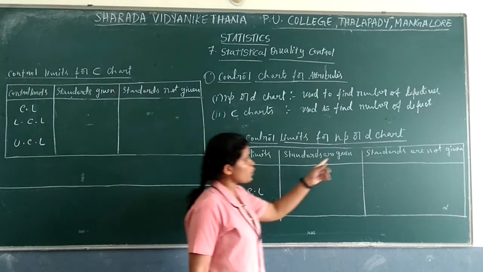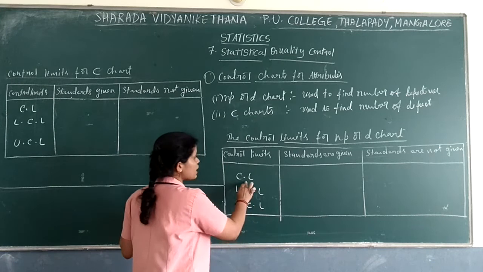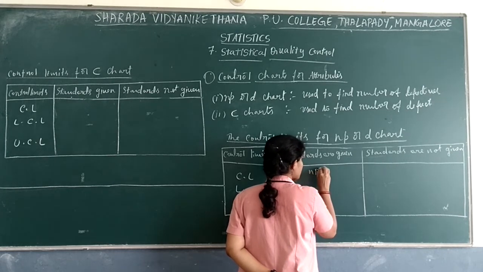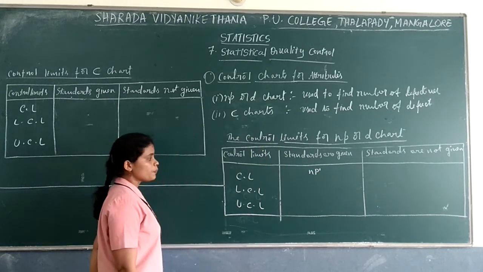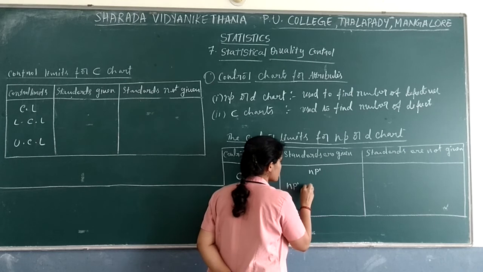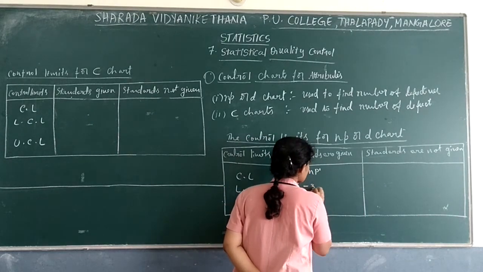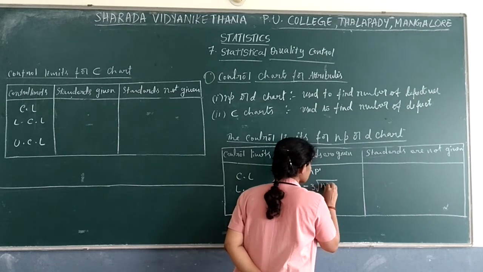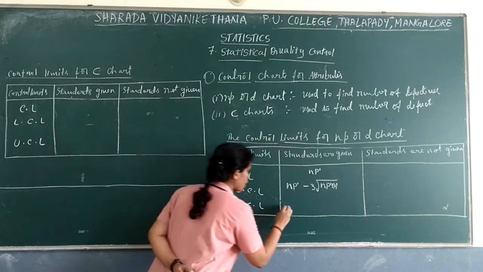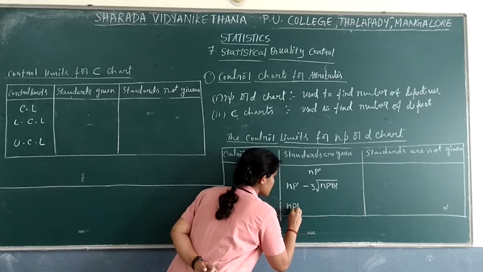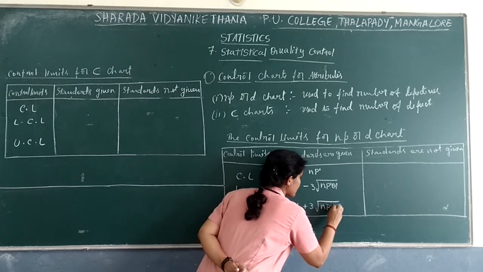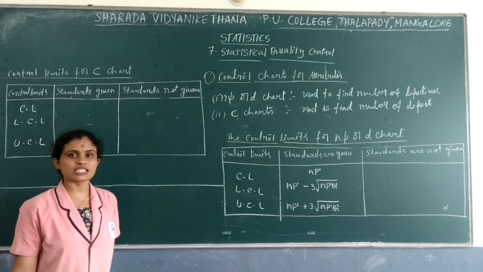Now, we'll write the control limits for NP or D chart. Firstly, the control limits. The center line is N P dash. Then the lower control limit is N P dash minus 3 root of N P dash Q dash. Then the upper control limit, same thing, N P dash plus 3 root of N P dash Q dash. This is for when standards are given.